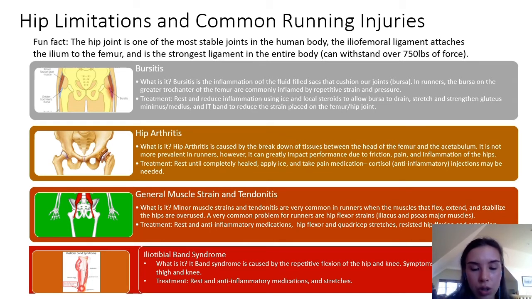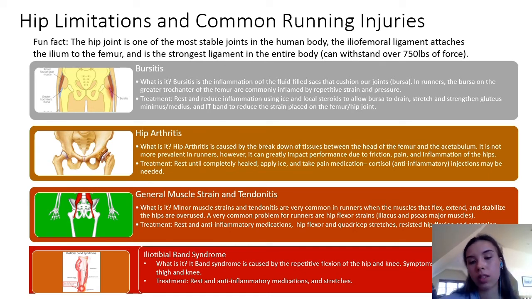And so the treatments for this are rest, applying ice, taking pain medication, and then also cortisone, which is an anti-inflammatory injection, may be needed if you're having a lot of pain, and also hip surgery, which we'll look at on the next slide.